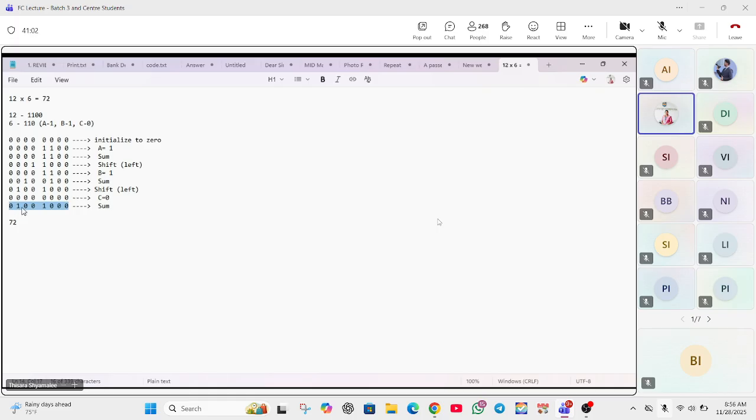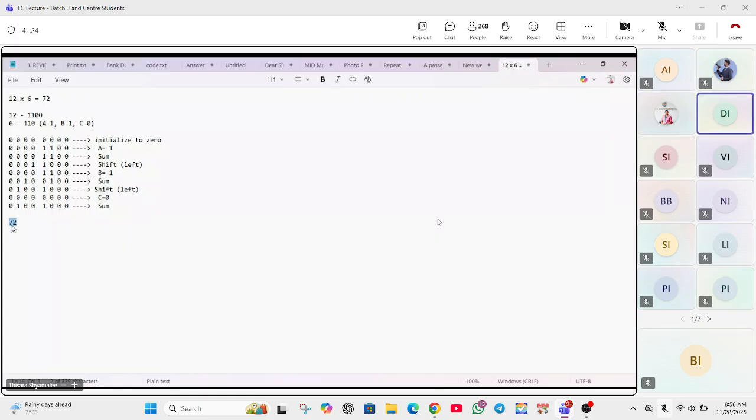This one, 0 1 0 0 1 0 0 0. That is the final answer. So I told you, if you are not sure about your answer, you can just keep another paper and try to convert this binary value into decimal value. Then definitely you will get the 72.